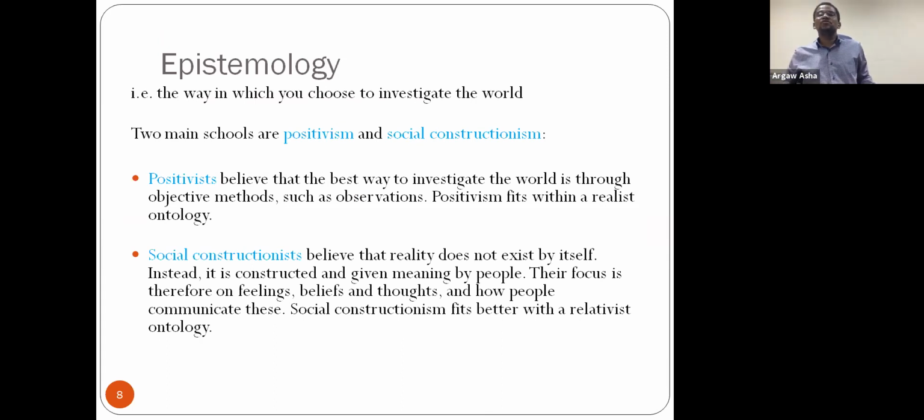So when we see epistemology, that depends on positivisms and social constructionisms. That means when we talk about the positivists, they are thinking about the best way to investigate the world is through objective methods, and they speak about observations. That objective observation leads you to ontology, that means we are talking about the reality and the assumptions.